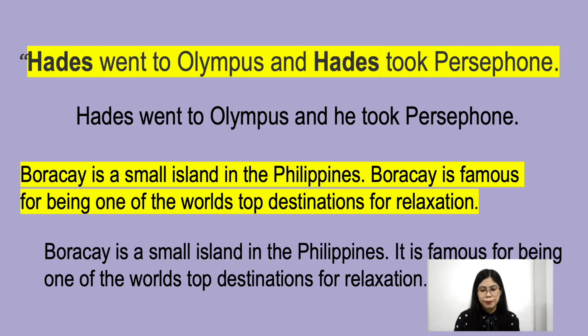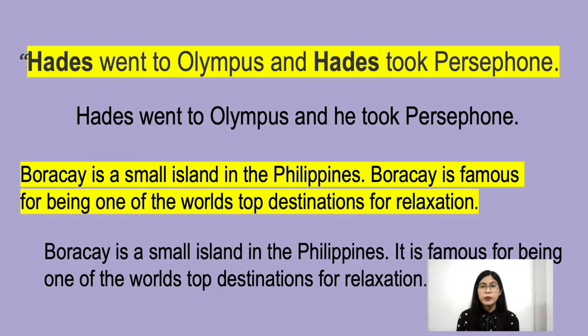Another example. Boracay is a small island in the Philippines. Boracay is famous for being one of the world's top destinations for relaxation. So, as you can see, the noun Boracay is being repeated twice. To avoid this, we have to replace the other noun with a pronoun, which is it. So, this will make the sentence like this. Boracay is a small island in the Philippines. It is famous for being one of the world's top destinations for relaxation.